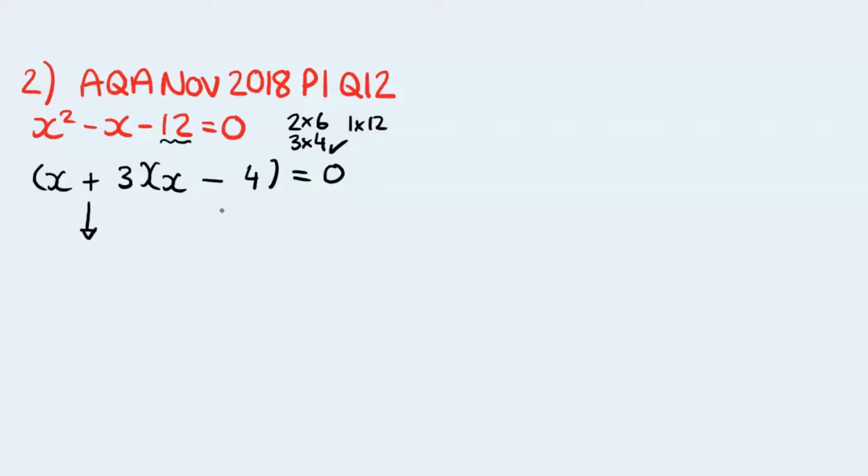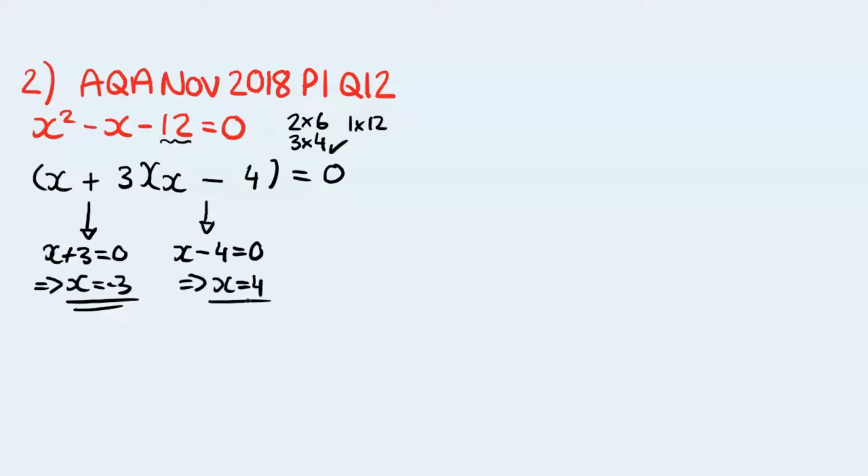And then same as before, you just draw two arrows and treat them as two separate linear equations. So we have x plus 3 is equal to 0. So that gives us x is equal to minus 3. So that's one of the roots already figured out. Let's do the second root. So we have x minus 4 is equal to 0. So that gives us x is equal to 4 as the second root.